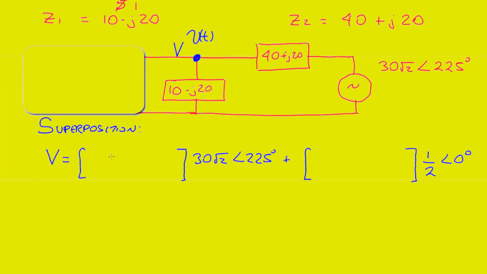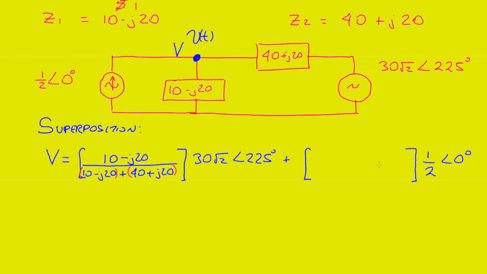And you can see I'm going to have a voltage divider formed of 10 minus j20 divided by 10 minus j20 plus 40 plus j20. We could put brackets around those if we want, and I'll put them in a different color just so we can see where they came from.